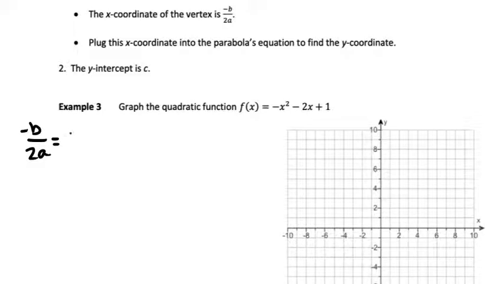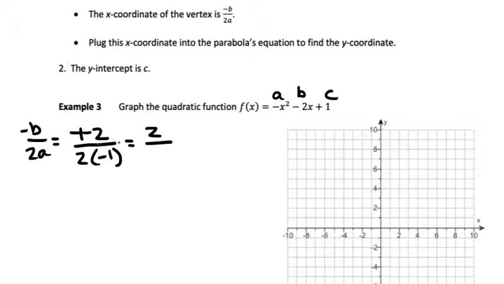So the first thing I have here is that b is going to be negative 2. So when I plug that in, that's going to be minus negative 2, which is going to change to plus 2. And then for my denominator, we have 2 times a. Now there's just a negative sign in front of x squared, and that means that a is negative 1. And then we simplify this. We have 2 over negative 2, which equals negative 1. So my x-coordinate of my vertex is negative 1.